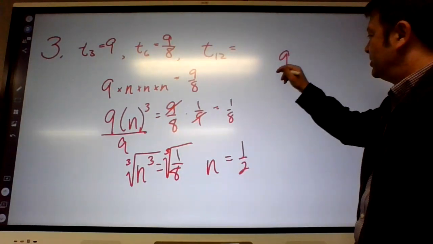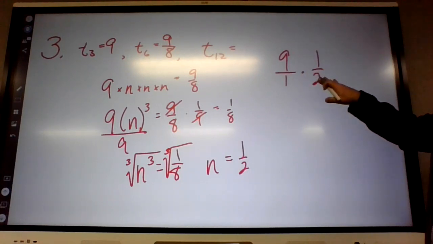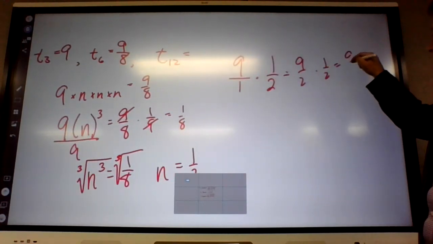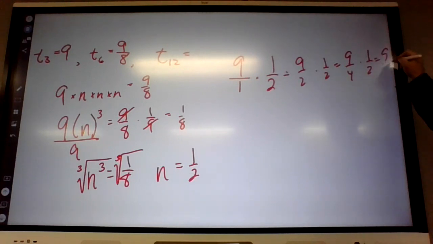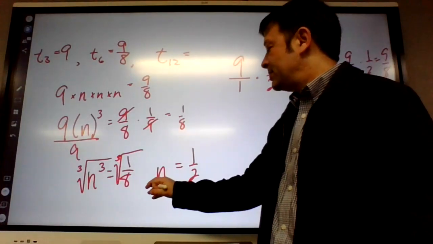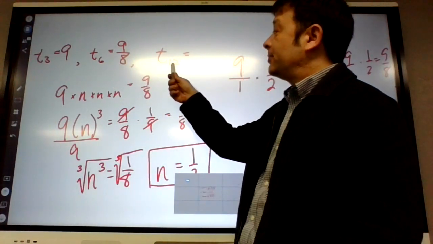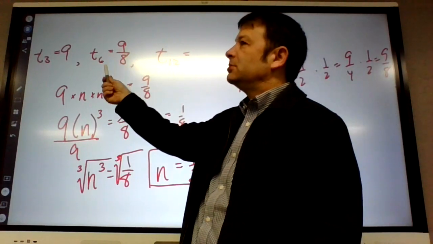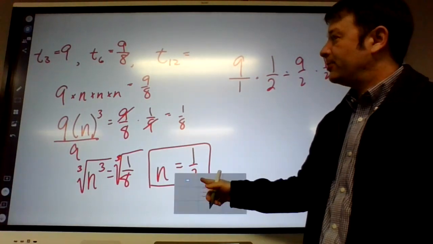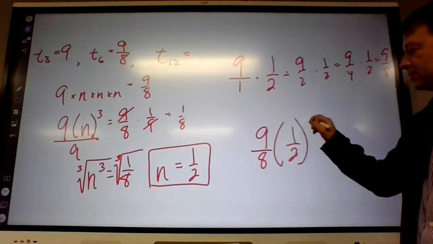If you think about it, 9 over 1 times a half is 9 over 2 times a half is 9 over 4 times a half is 9 over 8. So yeah, multiplying by a half is what's happening. So if that's the common ratio, you guys remember that term, how do we get from the 6th term to the 12th term? Six times multiplied by 1/2. So in other words, we need to do 9/8 times 1/2 to the 6.